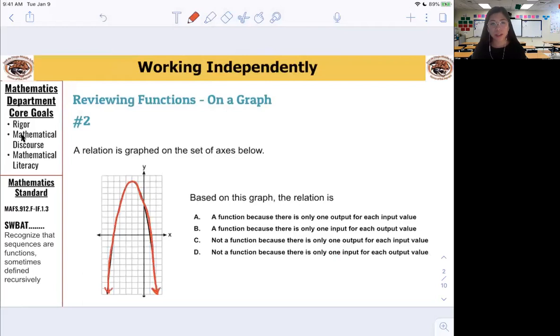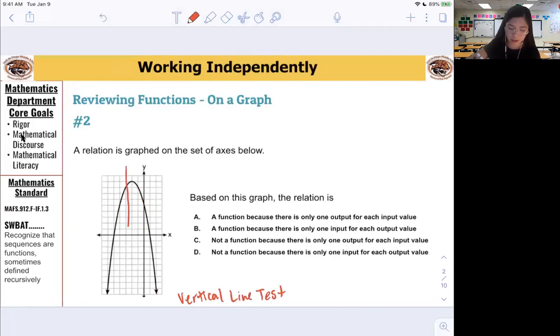I want to see if there's any place on this graph where the graph kind of stacks up on top of itself. That can be a little hard to visualize, but one way that we can figure it out is using the vertical line test. In the vertical line test, you're going to draw a vertical line anywhere on the graph. And you want to ask yourself, how many times does my graph, my relation, cross the red vertical line? The answer here is that it crosses it once.